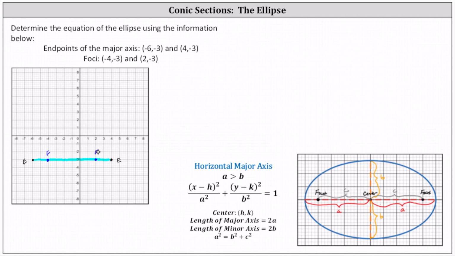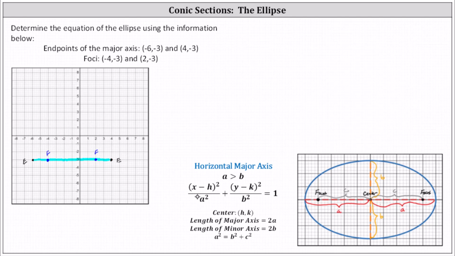Because we have a horizontal major axis, the equation of the ellipse will be in the form where a is greater than b of the square of x minus h divided by a squared plus the square of y minus k divided by b squared equals 1. So the important thing to recognize here is because we have a horizontal major axis, the larger denominator is under the x part of the equation.